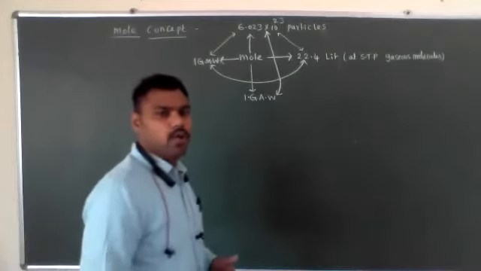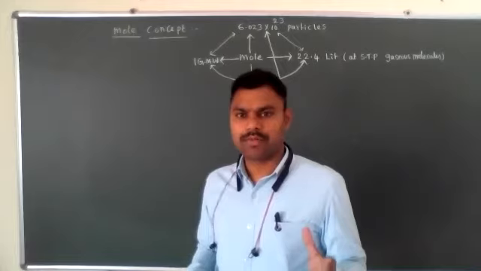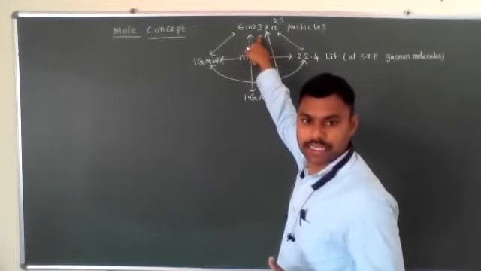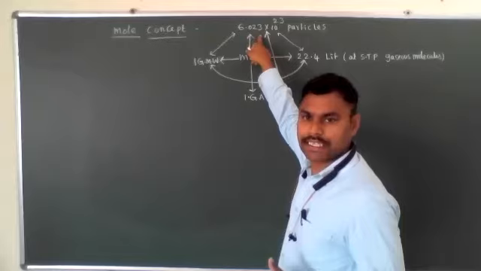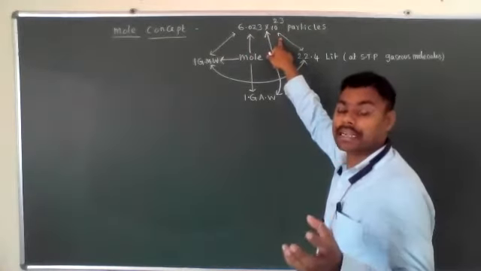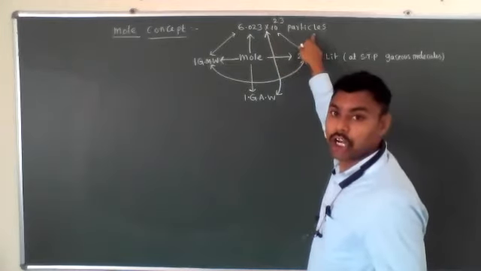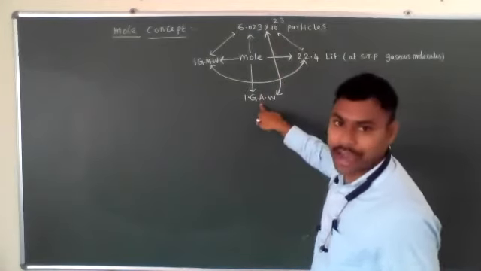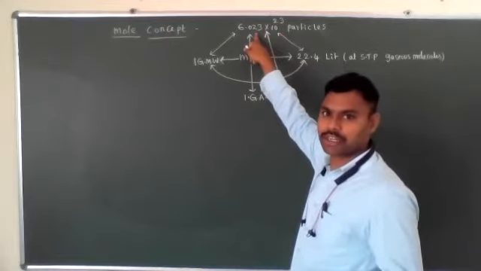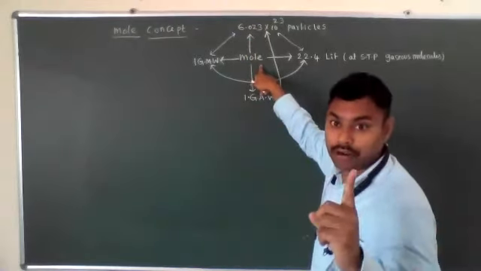Let's see what is mole. Already I said last class only. What is mole? Mole means Avogadro number, 6.023 into 10 to the power of 23 particles. Those particles may belong to molecules or to atoms. Avogadro number, 6.023 into 10 to the power of 23 particles, is known as 1 mole.